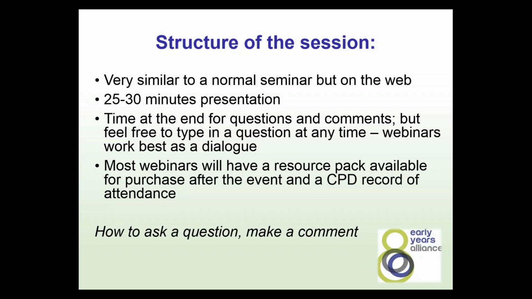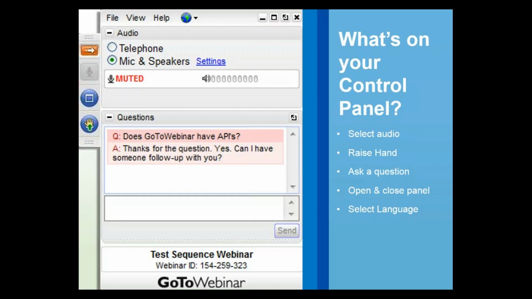We are providing a whole series of resources for practitioners to help them prepare for the new inspection arrangements in September. Just to show you how to make a question, you should have a little control panel down the side of your screen, and you can type straight into there. That then comes up on my screen. Nobody else sees it, so you can ask anything or make any comment you wish. And I try and find a suitable time to interrupt Mel and weave that into the conversations.